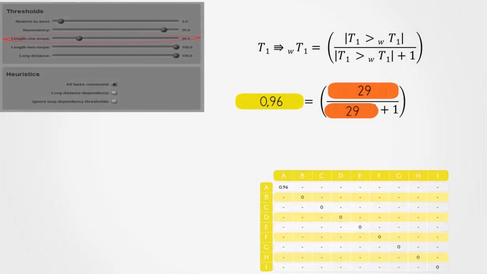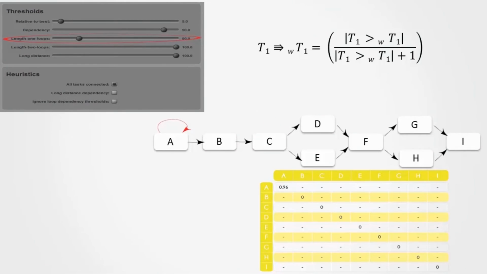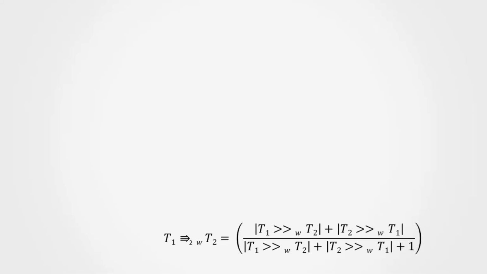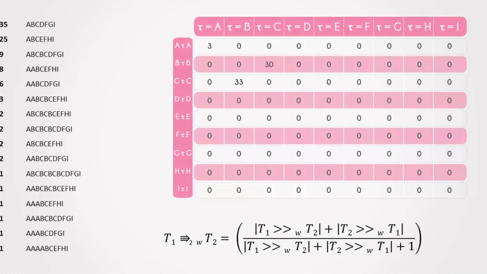Setting the parameters as the ones shown in the screenshot with a value of 90% for the length 1 loop threshold, we see that 0.96 is above it, which corresponds to the loop for activity A. The effect can be seen in the resulting net. Now let's see how to detect loops of length 2. This matrix is different again. This time, we count how many times the sequences ABA and BAB are observed. The value is divided by itself plus 1.